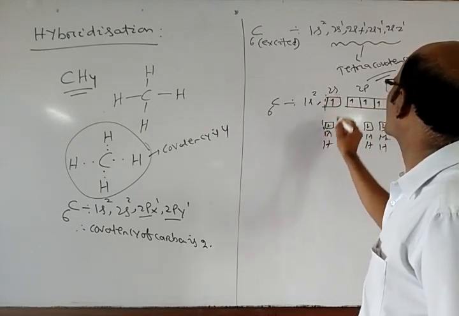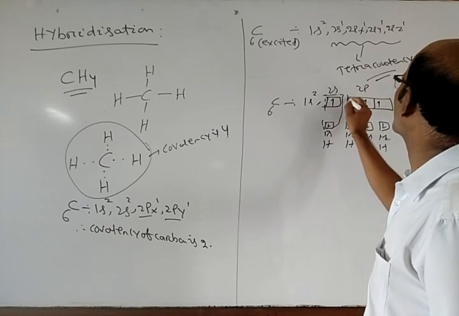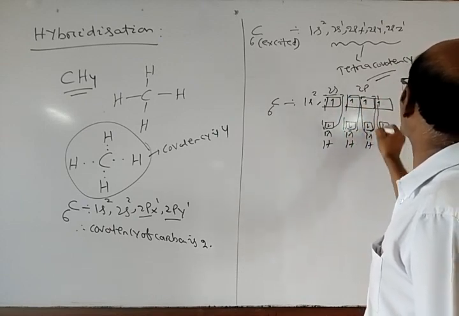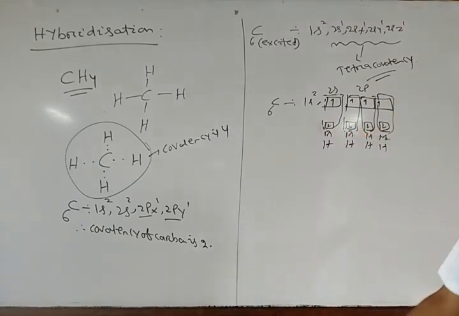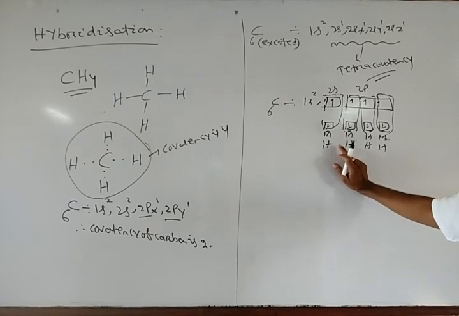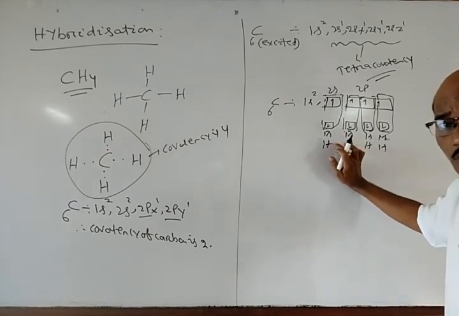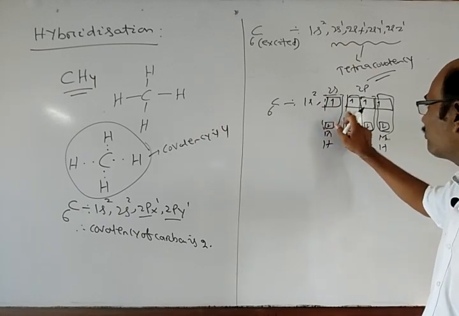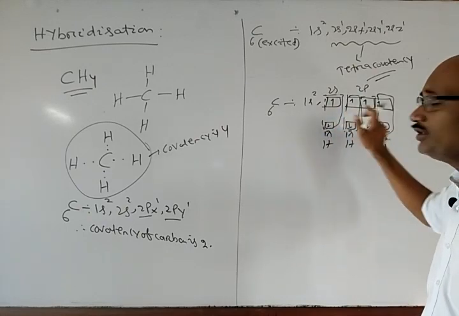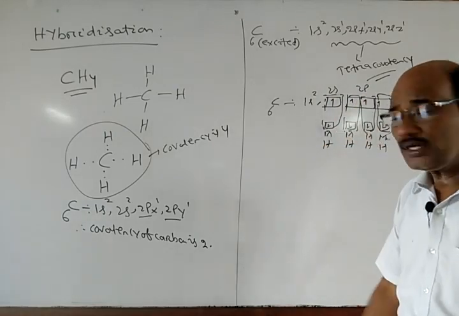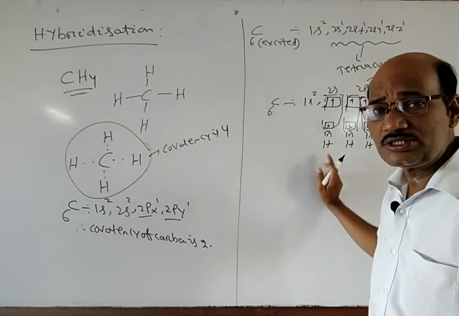So there is a bond, there is a bond, there is a bond, there is a bond. In this way, the 1s orbitals of 4 hydrogen atoms can combine with these 4 unpaired orbitals of the carbon to form 4 sigma bonds. Okay, so I will get CH4.